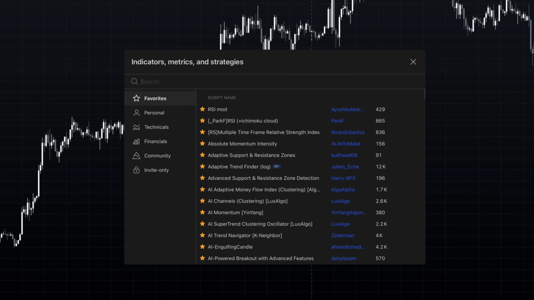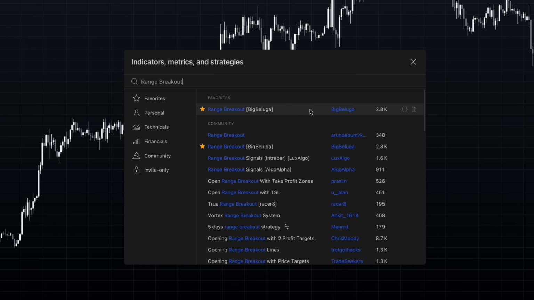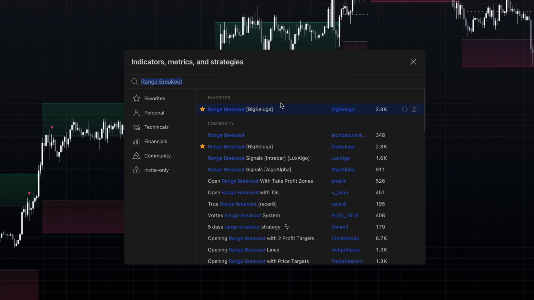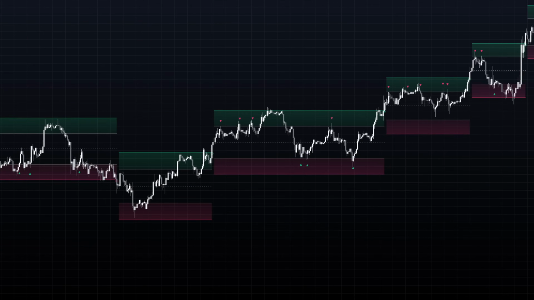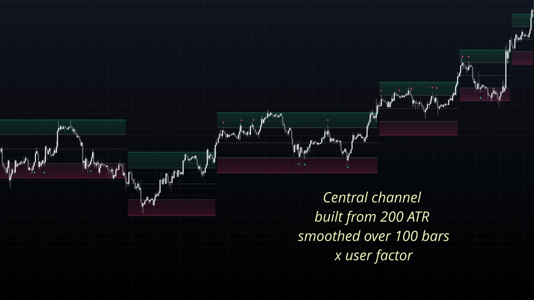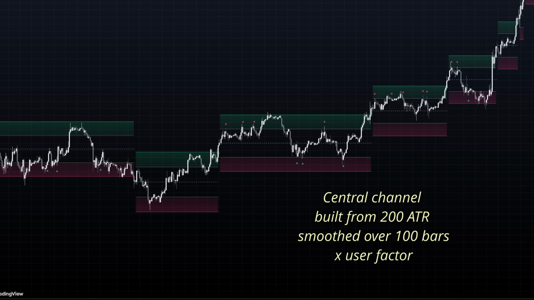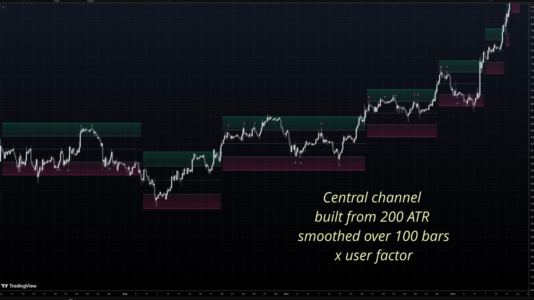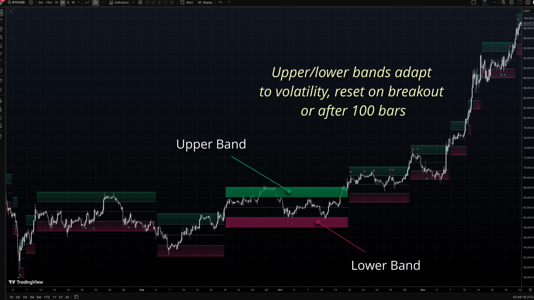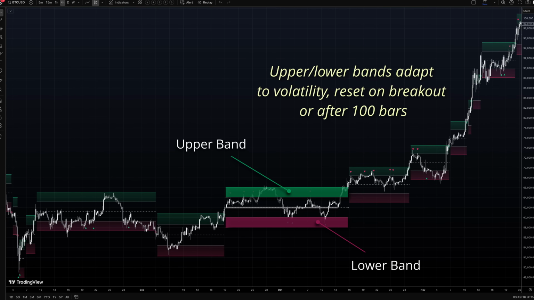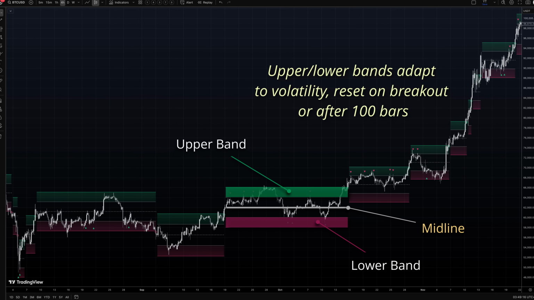Range Breakout. Developed by Big Beluga, this Pine Script indicator offers a dynamic approach to identifying breakout opportunities through adaptive range channels. It constructs a central channel using a 200-period ATR smoothed over 100 bars, multiplied by a user-defined factor. The upper and lower channel boundaries expand with volatility and reset upon breakout events, or after 100 bars without significant movement. These channels are visualized with layered lines and optional gradient fills, providing visual clarity without clutter.